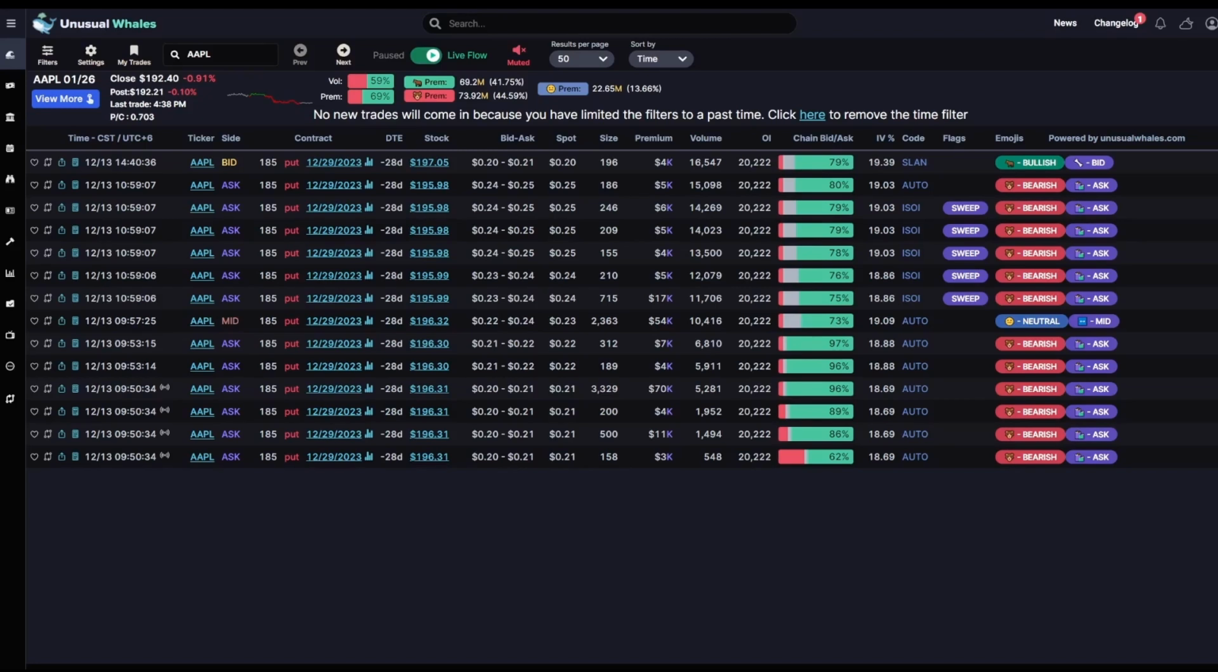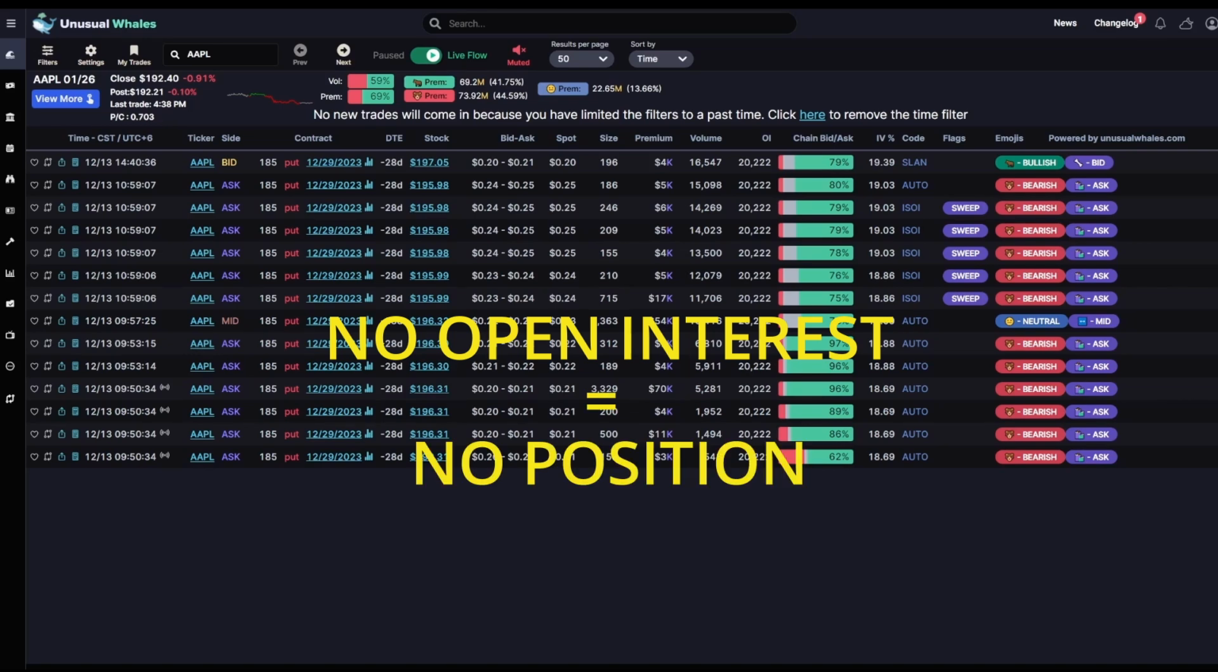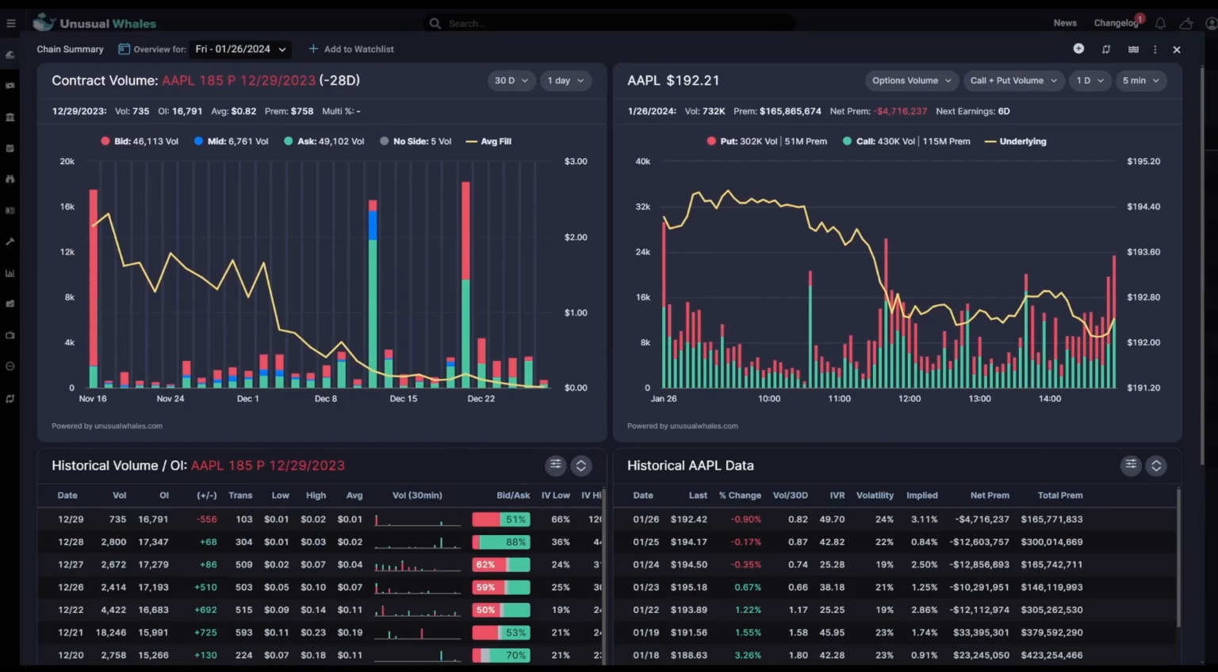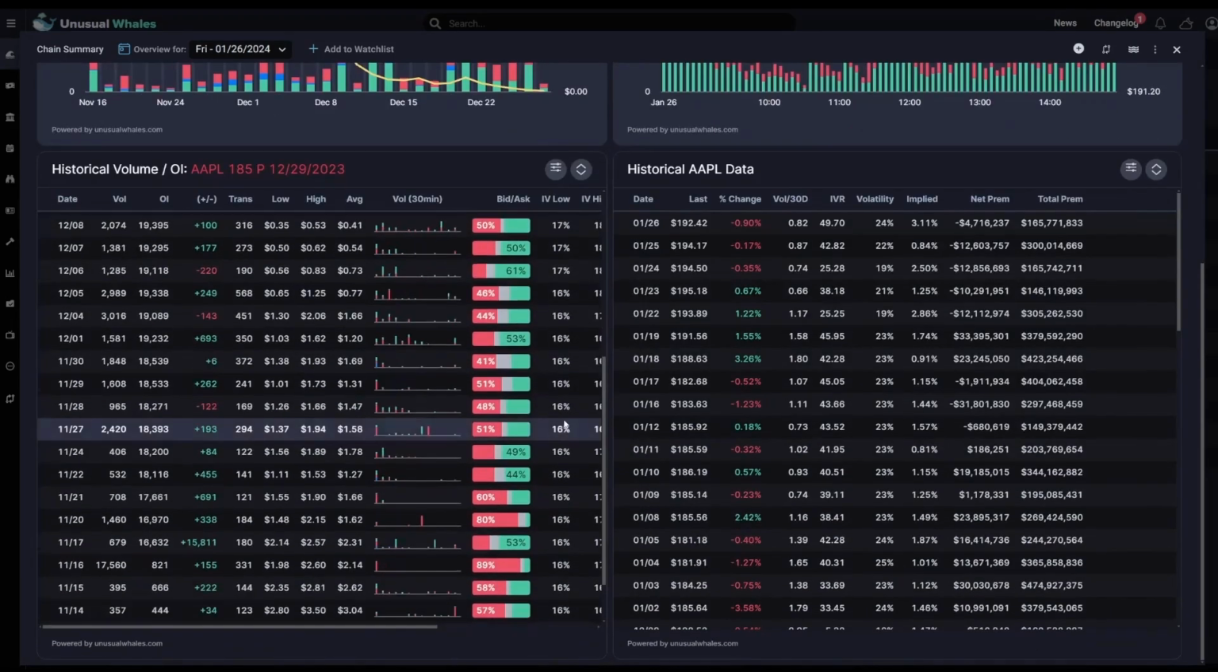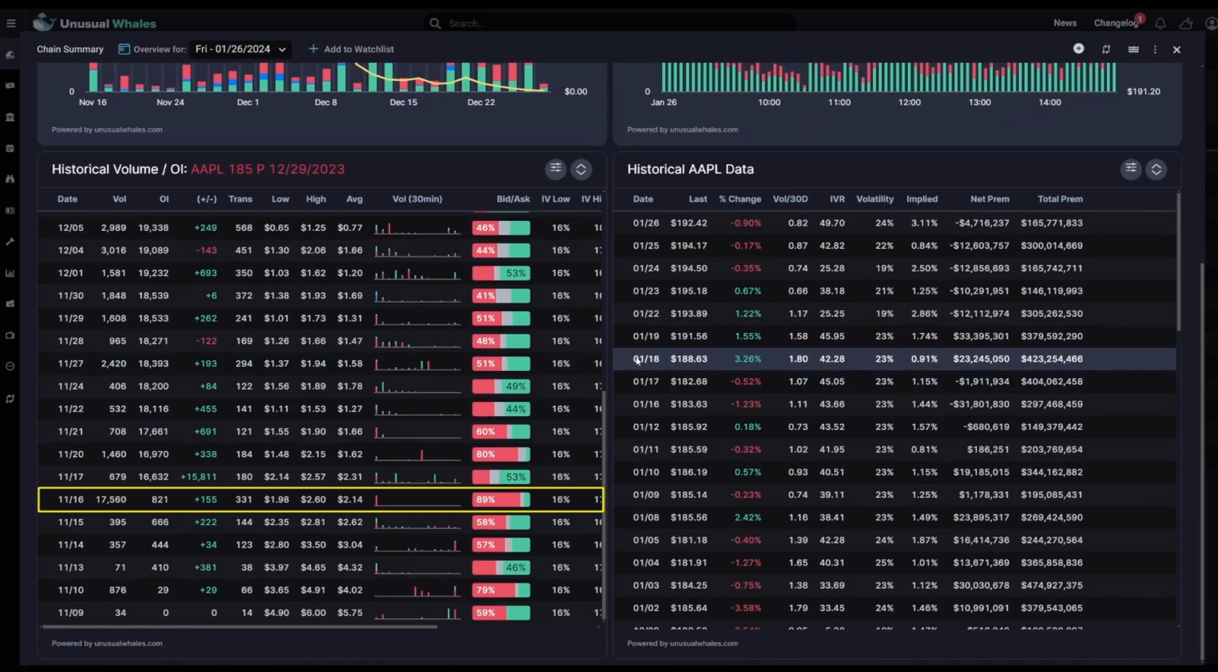Now we can take a look at what closing positions look like. For buying the close, the flow will look similar to the buy to open examples that we already looked at, only in this case, we have some existing open interest. Remember, in order for there to be a position closure, there needs to be an existing position to begin with. In the case of this Apple $185 put for December 29th, 2023, we notice the entry short on 11/16, when 17.5 thousand volume transacted mostly at the bid.